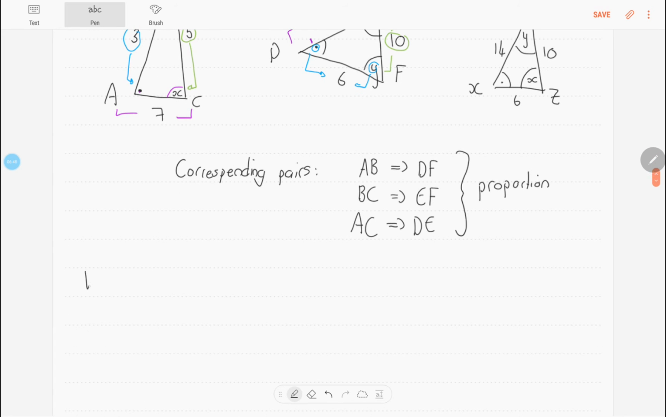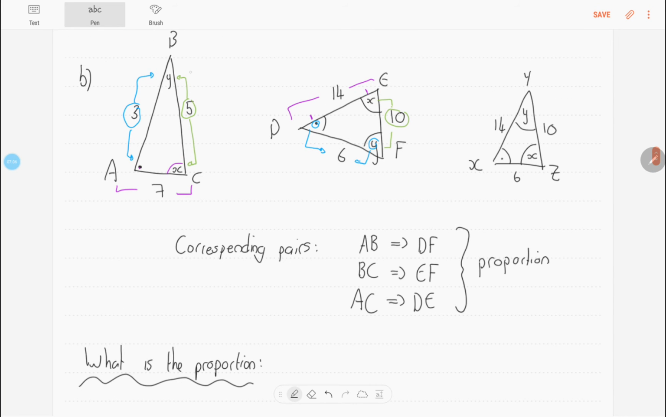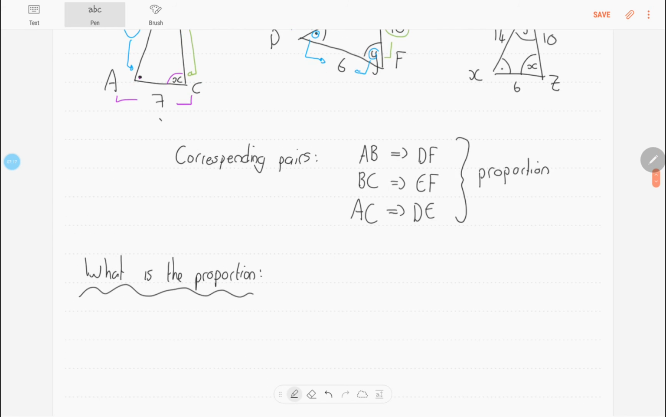So how do we find a proportion? So let's go, what is the proportion, right? So we're either going to be timesing by a number or dividing by a number. Okay, so how we figure that out, and remember that proportion has to be exactly the same. So what we do is, we notice from this triangle to that triangle, right, our sides have gotten bigger, right? We have 3, 5, and 7 on the first triangle, and then 6, 14, and 10. So those are much larger sides.